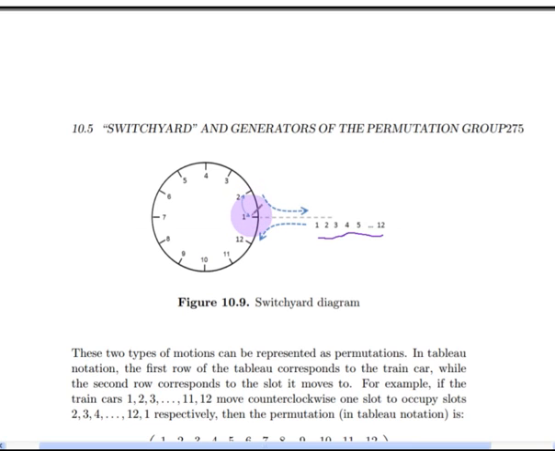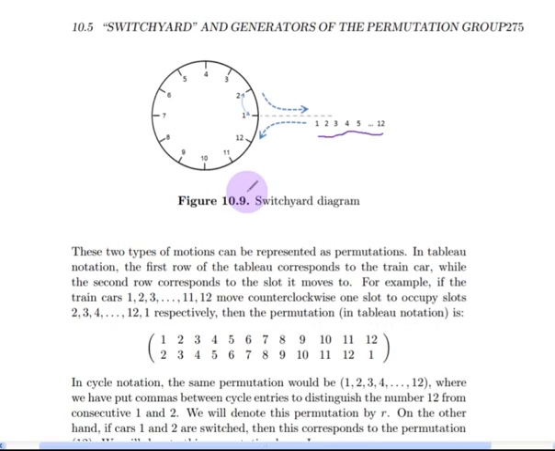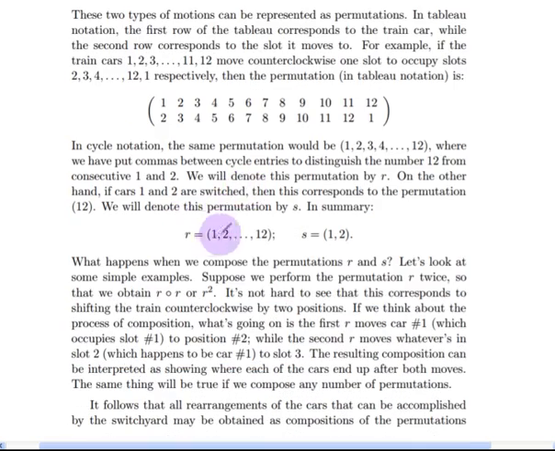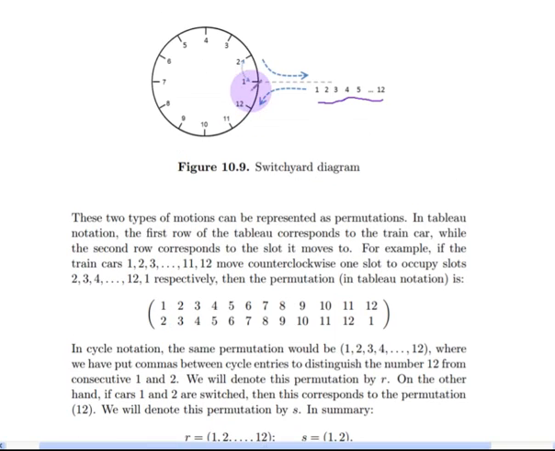So what am I doing? Whenever I rotate the whole train, I'm doing a 12 cycle. And when I'm switching two cars, I'm doing a 2 cycle. So I'm doing either 12 cycles or 2 cycles. Let's write those two permutations this way. Let's say R is the 12 cycle, and S is the 2 cycle that switches the two cars in these two positions.